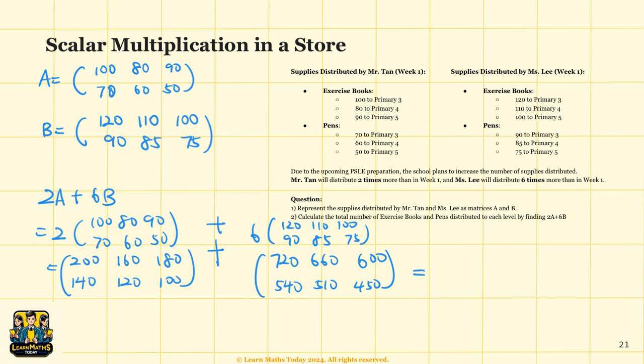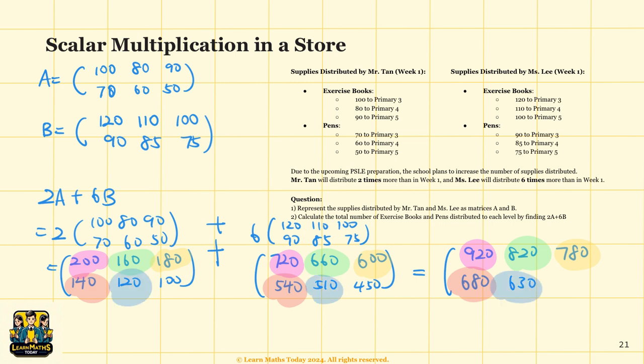And when you sum them up, it's just an element-wise operation. So 200 plus 720 is 920, sorry, 160 plus 660 is 820, 180 plus 600 is 780, 140 plus 540 is 680, 120 plus 510 is 630, 100 plus 450 equals 550. Notice that when we do addition of two matrices, the matrices have to be of the same order. In this case, both of them are of order 2 by 3, meaning 2 rows and 3 columns.